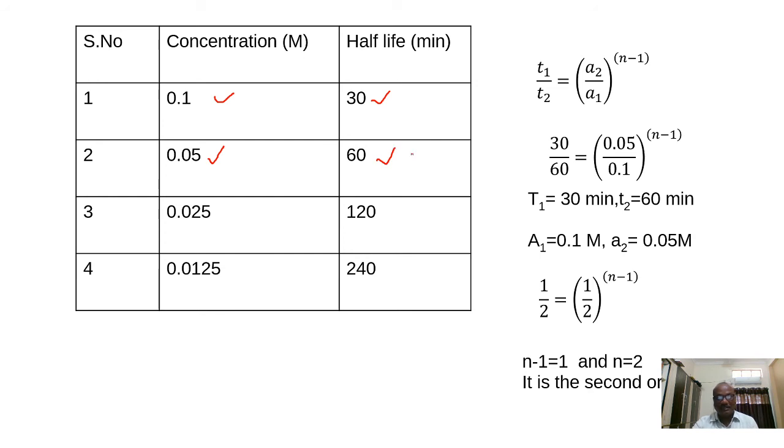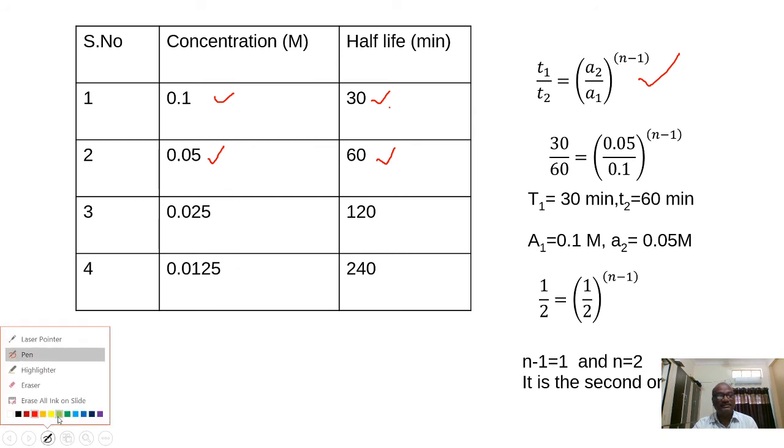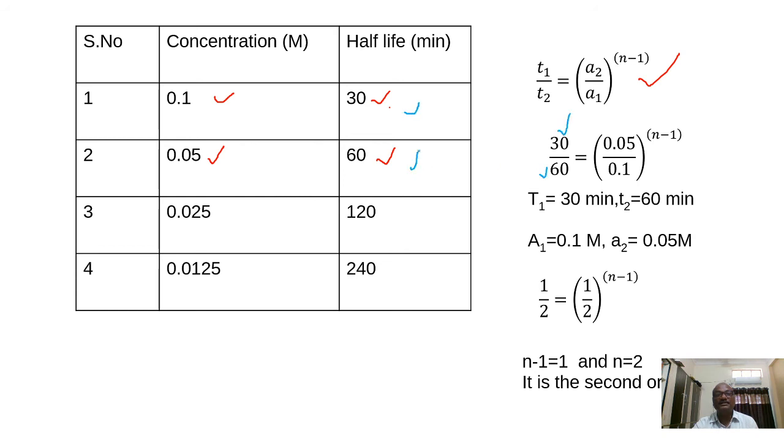Order is 2. Or you put in the equation T1 by T2 is equal to A2 by A1 power n minus 1. What is T1? It is 30 minutes. T2 is 60 minutes. We are substituting the half-lives, 30 minutes and 60 minutes, which are inversely proportional: 30 minutes for 0.05 and 60 minutes for 0.1, power n minus 1.